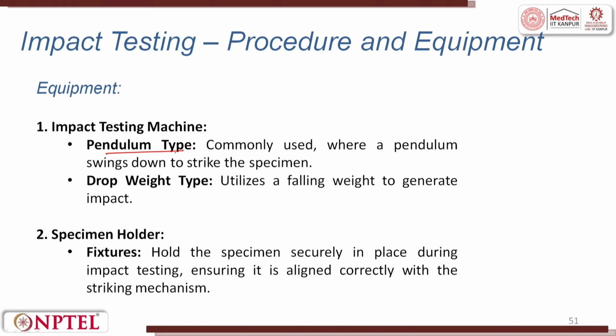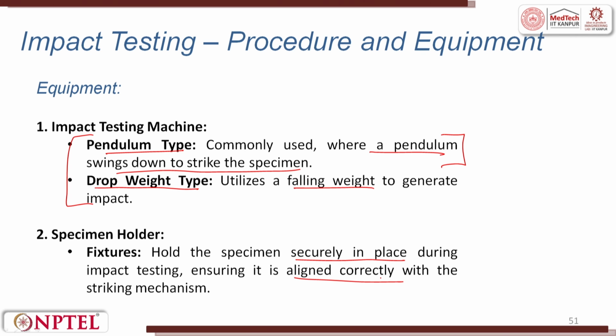To talk about the equipment, it could be pendulum type or drop weight type, that is impact testing machine. Pendulum type equipment is very commonly used, where a pendulum swings down to strike the specimen, or a falling weight could also be used to generate the impact. The two kinds of equipment are there, but pendulum type equipment is smaller in size and is generally used for the impact testing. Specimen holder fixtures hold the specimen securely in place during the impact testing. This ensures it is aligned correctly with the striking mechanism.